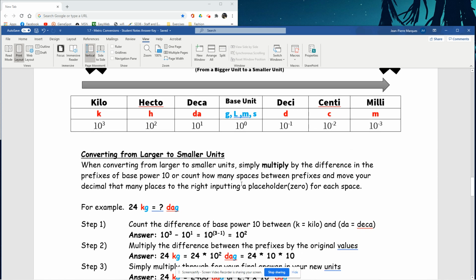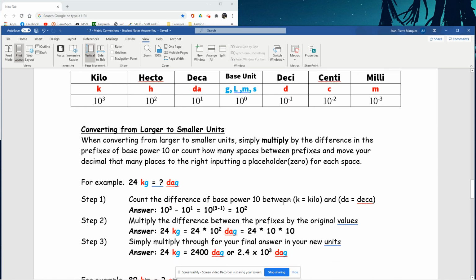Next, multiply the difference between the prefixes by the original exponential value. Therefore, I start with 24 kilograms. To go into decagrams, I'm going to take that 24 and multiply it by the difference between them. What's the difference between them? 10 to the 2. What is 10 to the 2? 10 times 10. This gives us a final answer of 2,400 decagrams, or in sig figs, 2.4 times 10 to the 3.